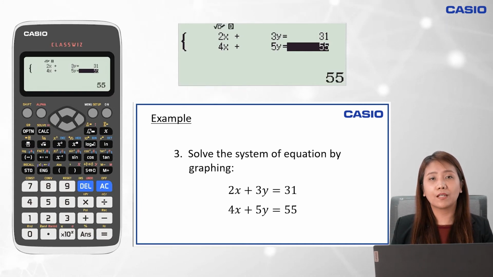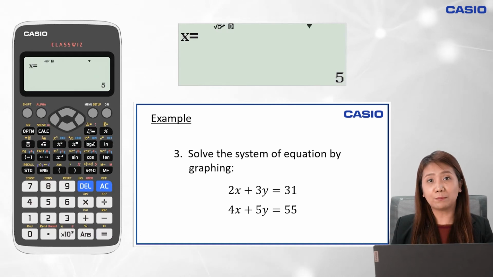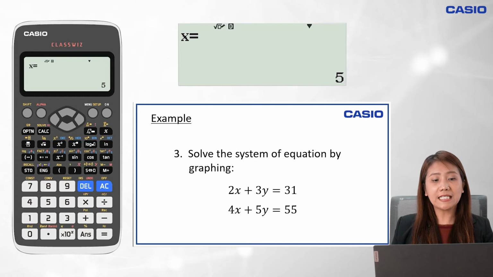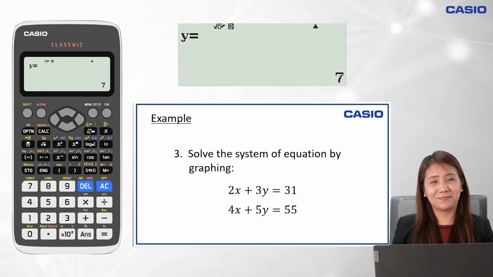Since we already have the system in place, we press equals, and the value of x will appear, which in this case is 5. Let's click on the equal sign, and this time the value of y will appear, and the value is 7.